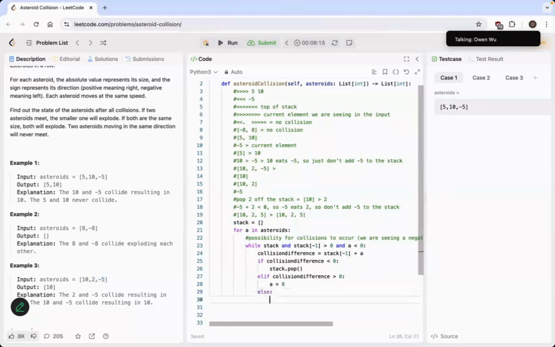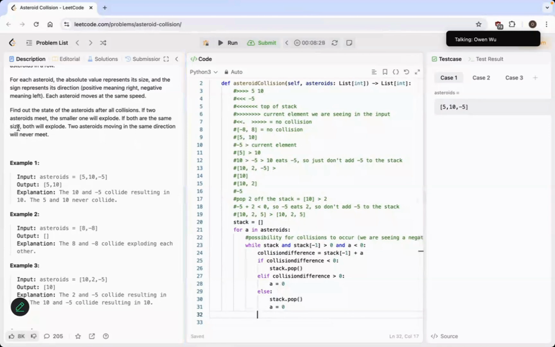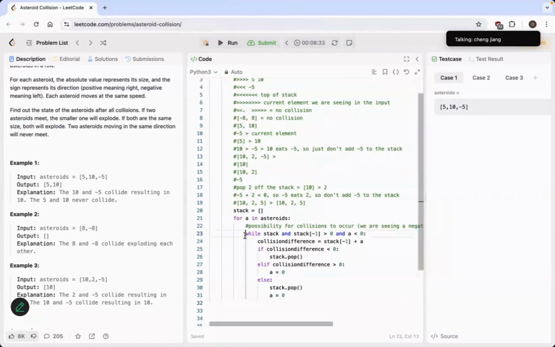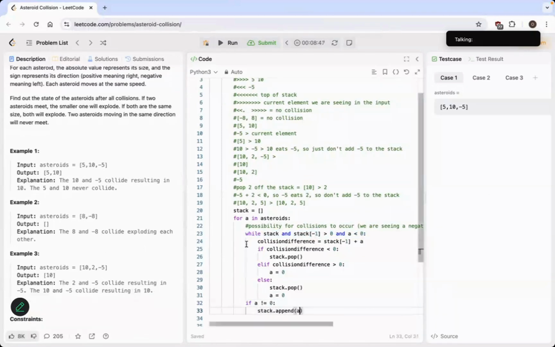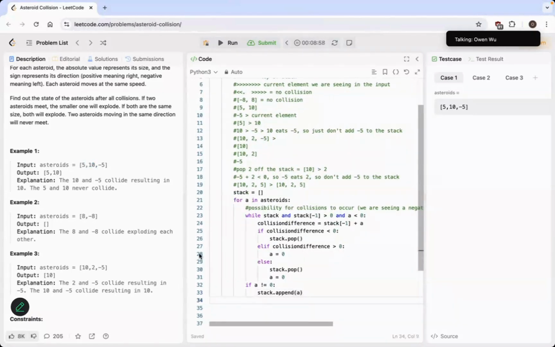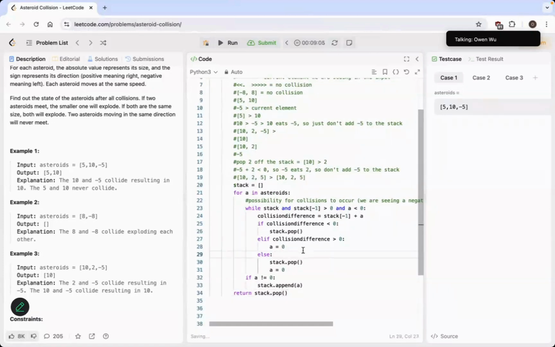In the case where the collision difference is equal to 0, as the instructions state, then we're going to do both of these things. We're going to pop off the stack and we're going to set our current asteroid to 0 because basically both explode. This is not going to be true in the first turn because the stack is empty, so we have to add to the stack. We only add to the stack if the number is positive or not equal to 0 in this case. Because if we added a negative first and then we have a positive, that's going in the opposite direction away from each other, so that really doesn't matter. And then in the end, we're just going to return stack.pop. And that should be the state of our asteroids after all the collisions.